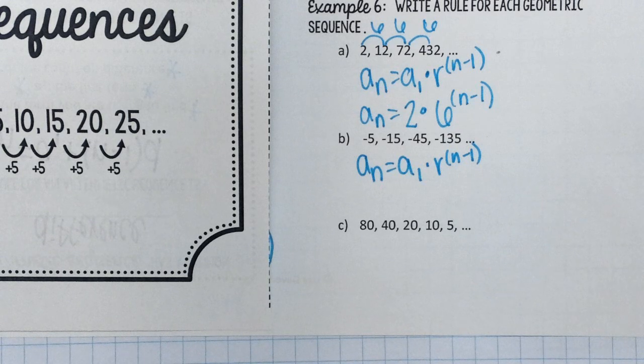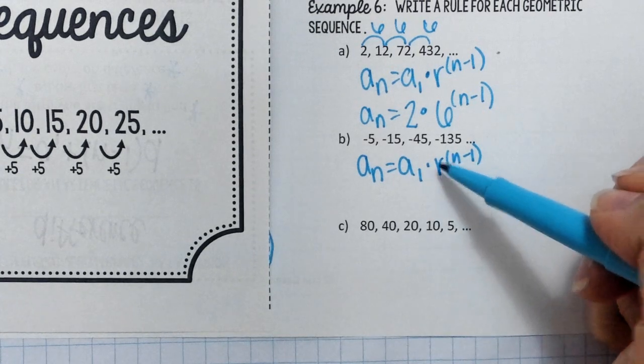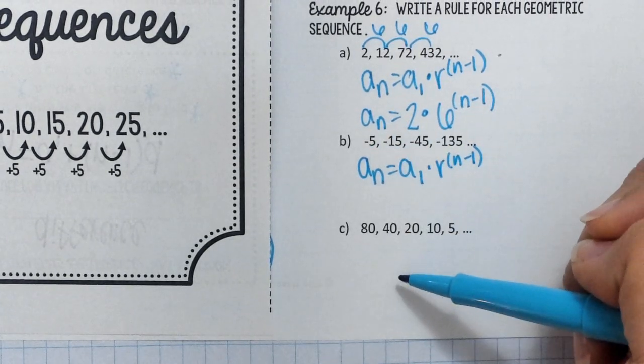If it asks you, like this says write a rule, so that's all you would have to do. That's all my instructions, and that's all we're doing first, then we're going to learn how to plug in to find a term. Alright, so I want y'all to find the common ratio, and I want y'all to plug in the other numbers. You can do it.